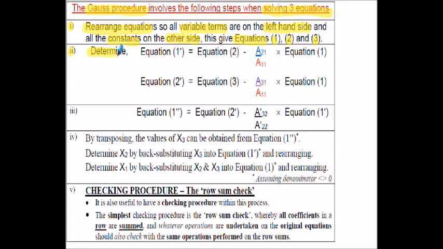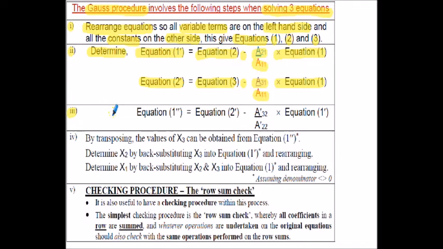Step 2. We're now going to determine equation 1 dash, which is equation 2 minus the coefficient a21 divided by the coefficient a11 multiplied by equation 1. We're then going to determine equation 2 dash, which is equal to equation 3 minus the coefficient a31 divided by the coefficient a11, again multiplied by equation 1. What has been achieved in step 2 is a reduction in the number of equations. We now reduce the original 3 equations down to 2 equations.